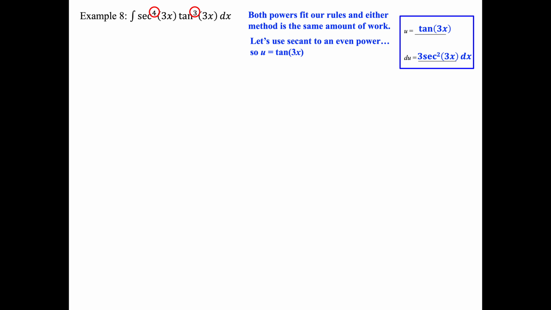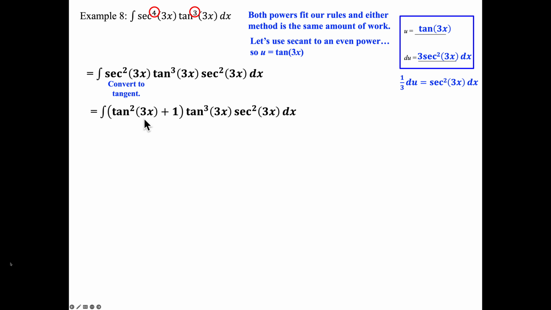So we'll solve this to get our secant squared 3x dx by itself, so I'll have to divide over the 3 because I have no scalar factors of 3. So here I'm going to isolate the secant squared 3x with the dx, and then change this secant squared 3x using my Pythagorean identity, so to get everybody into tangent of 3x. So tangent squared 3x plus 1 times tangent cubed 3x. Now we'll substitute in 1/3, move that to the front of the integral.